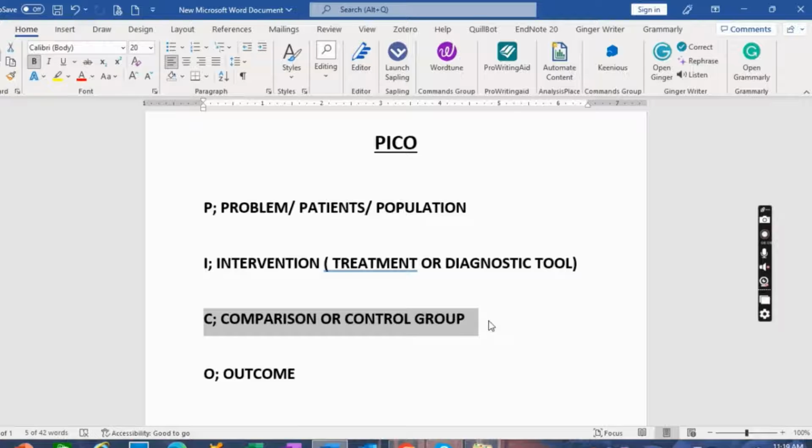You can do the research without even a comparison or control group. It is not necessary, but try to bring some sort of comparison or control group in the form of a group of the.